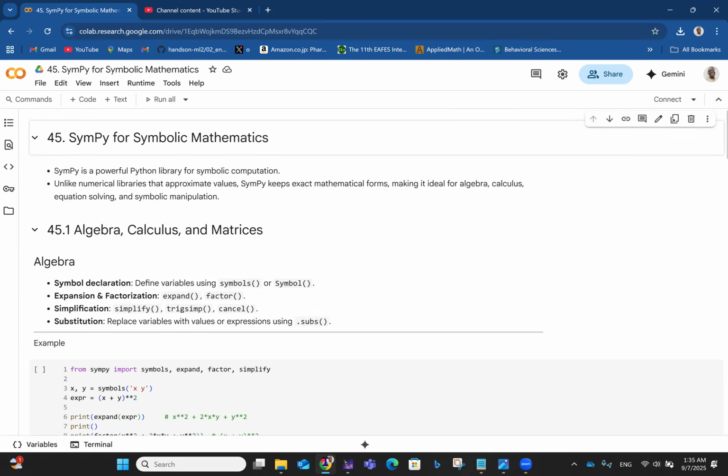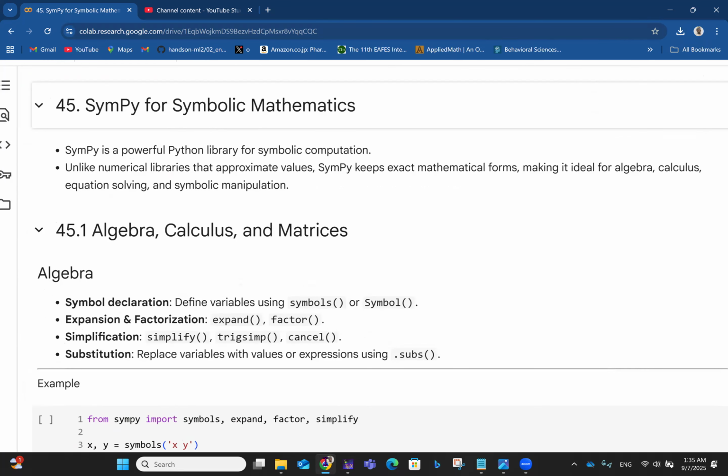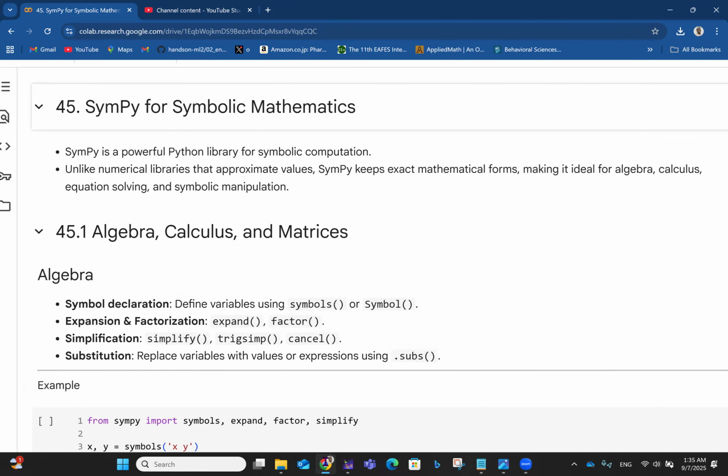SymPy for symbolic mathematics. SymPy is a powerful Python library for symbolic computation. When we say symbolic, we are simply talking about the regular math thing we do, right? Like, you differentiate x squared and you get 2x. So it's different from what SciPy does, where you differentiate 2x at x equals 5. In that case, you end up getting 10. You get a number, but in symbolic Python, you just get the 2x.